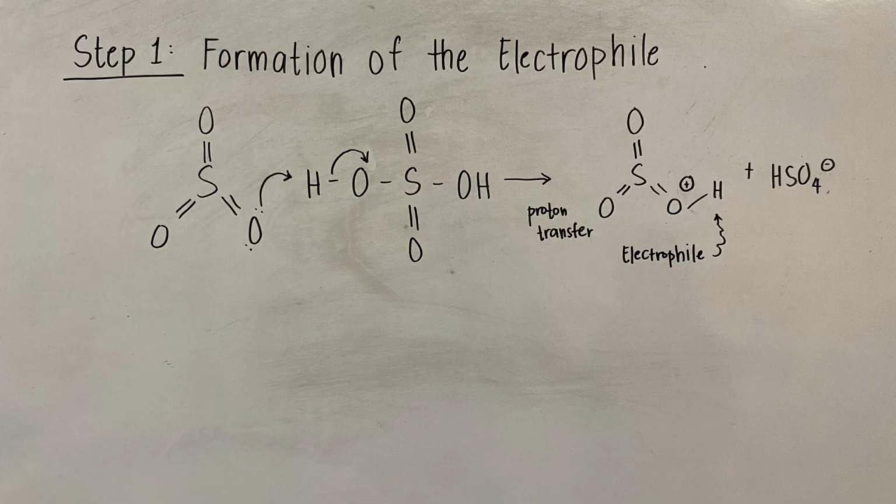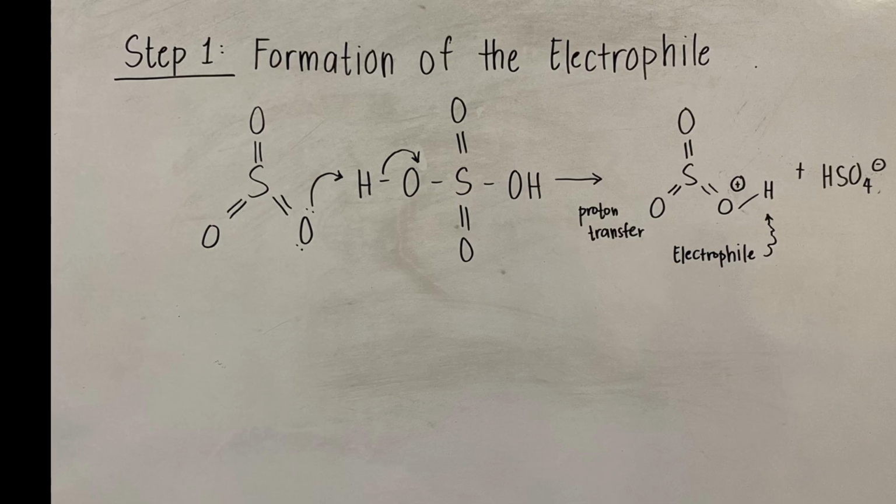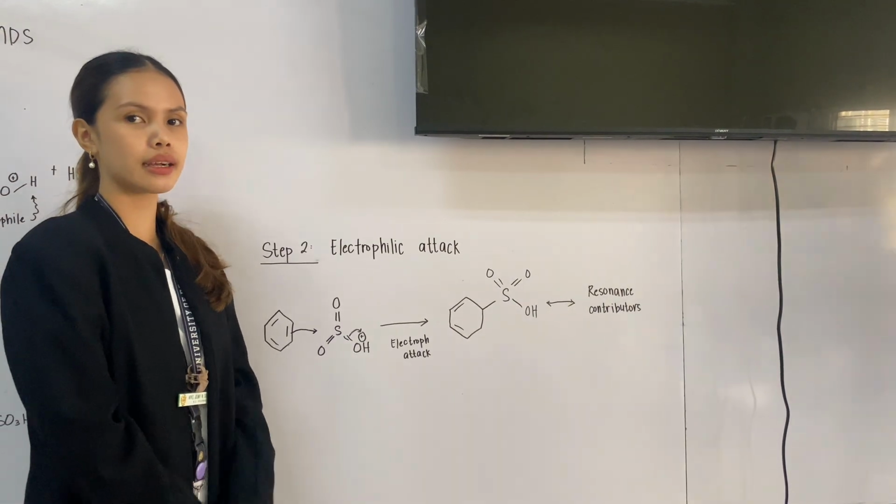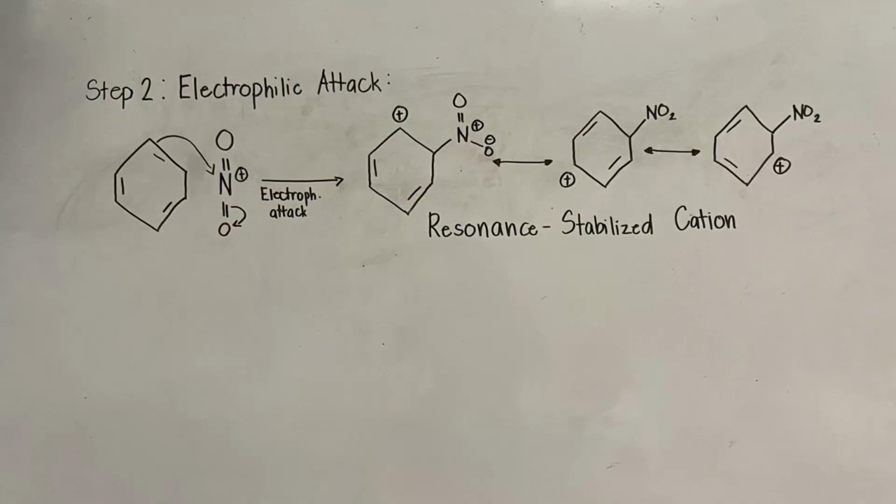As always, we are going to start our mechanism with the electrophile formation. Step 2 would be the electrophilic attack. And in this case, it's going to be the protonation of the SO3 by sulfuric acid. This gives us the electrophile that will then attack the aromatic ring. Again, the SO3 by itself is not strong enough to attack the aromatic ring, so we need to take it over the edge by protonating it.